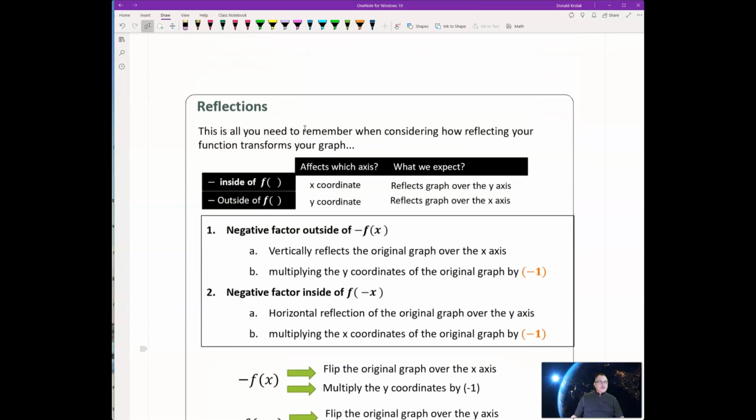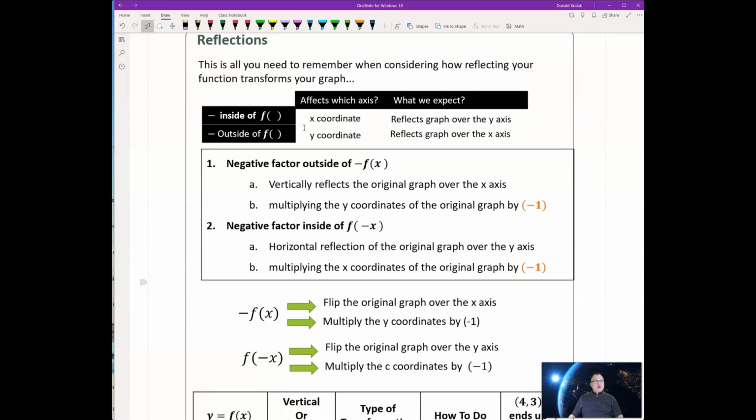The thing to remember, which is true on all of these functions that we've been working on, is when something is on the outside, it has to do with a vertical aspect of the graph. So that means it's going to affect the y-coordinate. If what's happening is on the inside, then it's going to be something that has to do with a horizontal aspect. So I'd be multiplying the x-coordinates by -1.